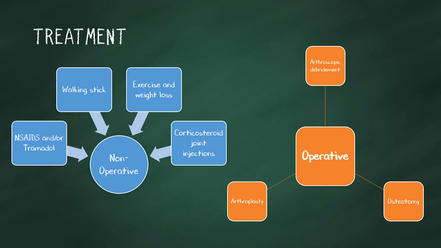In an osteotomy, either the head of the femur or the acetabulum is cut and realigned to take pressure off the hip joint. Arthroplasty replaces the damaged bone and cartilage in the acetabulum with the prosthesis.